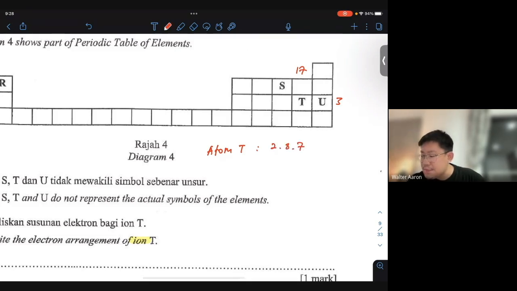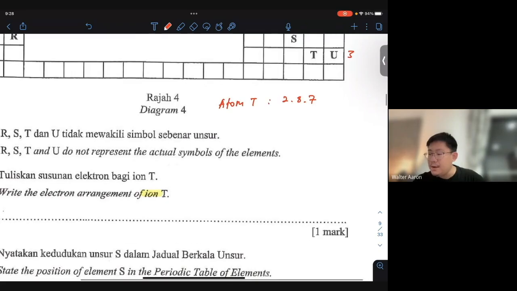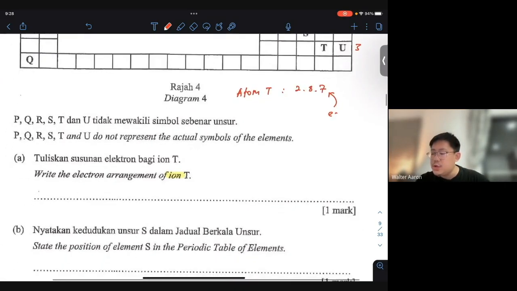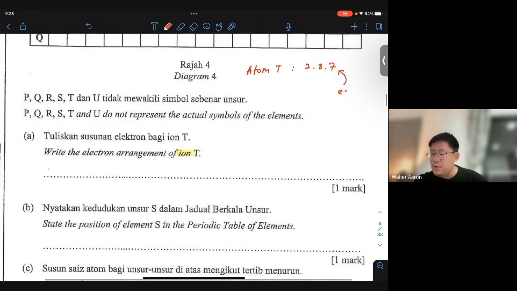So 287. But ion. So what happens is that atom T needs 1 more electron to achieve octet. So most likely there'll be 1 electron that will enter here, and then you will have a full outermost shell inside there. So therefore, the electron arrangement of ion T will be 288. Okay, again, ion.